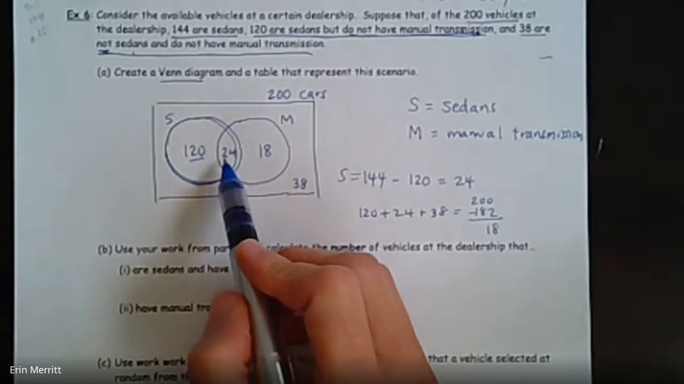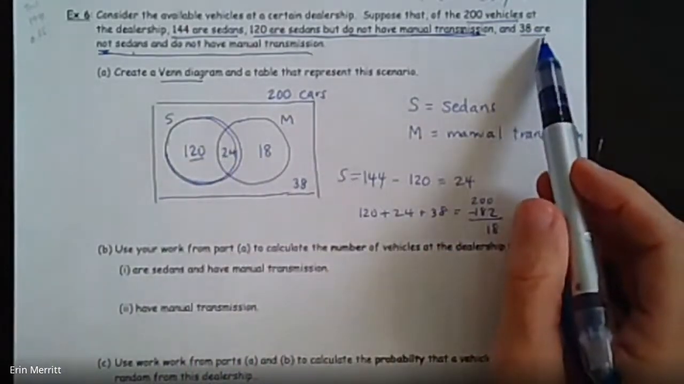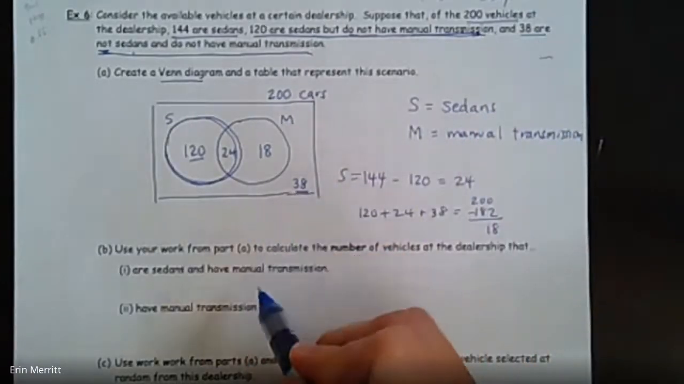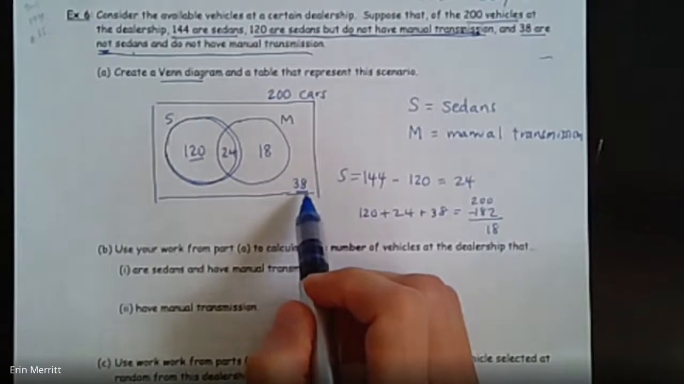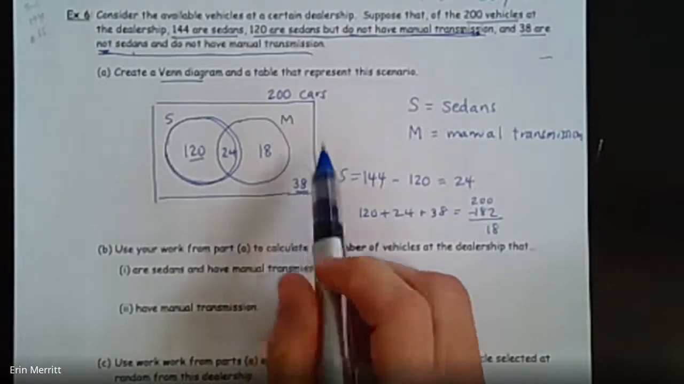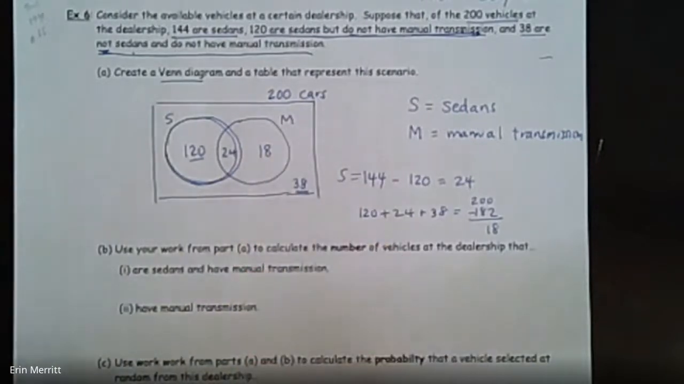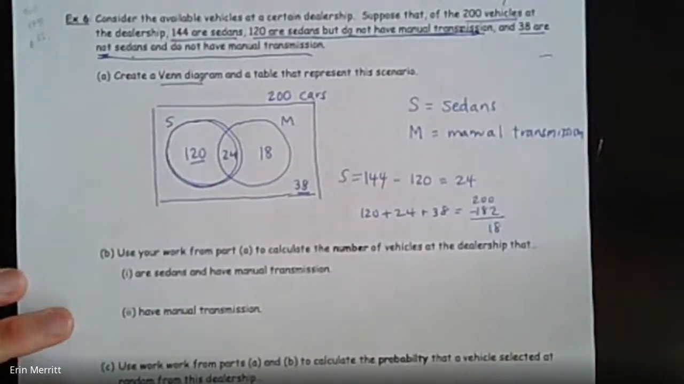All right. Let's see. There's 38 that are not sedans and they don't have manual transmission. So those 38 go down here. They're not in any of the circles there. And then the last piece is the idea that there should be 200 cars total. So I added up the 120, the 24, and the 38, and then subtracted that from 200.